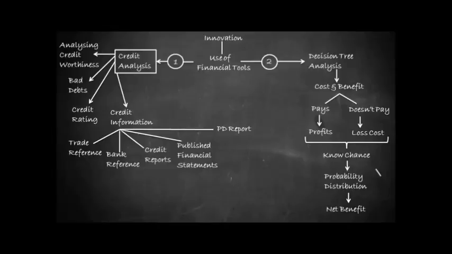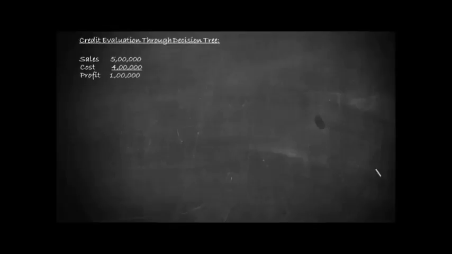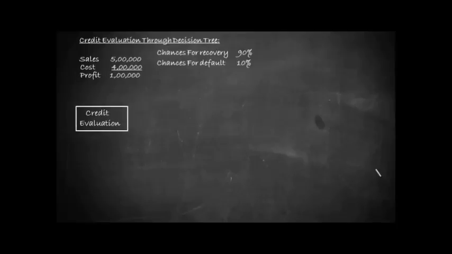We'll take a simple example to understand this. Credit evaluation through decision tree. Let's say there's going to be sales of 5 lakh and its cost is 4 lakh, profit is 1 lakh. And if this sales is made on credit terms, the chances for recovery is 90% and chances for default is 10%. So if you're going to give it on credit, 90% you would recover this 5 lakh. And if you don't give, you don't get anything. Fine. So how credit evaluation should be done now?